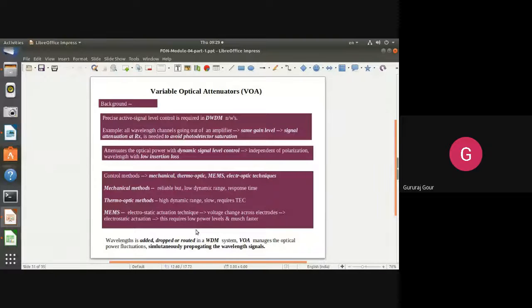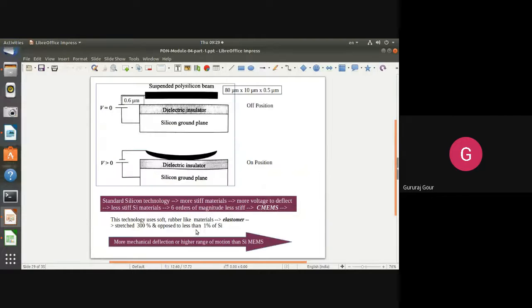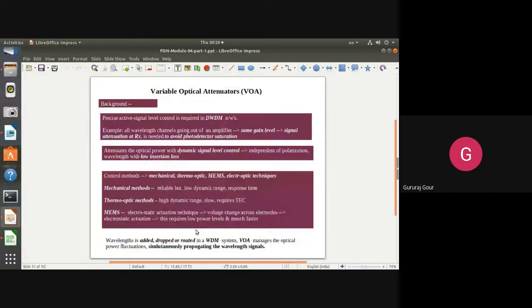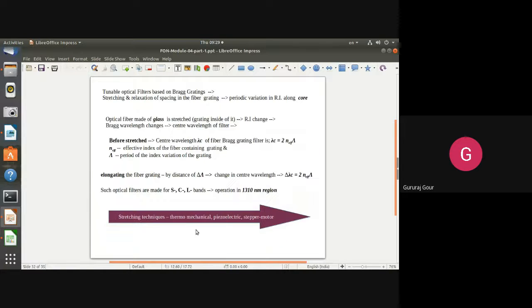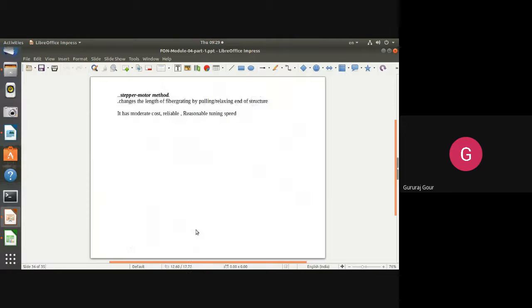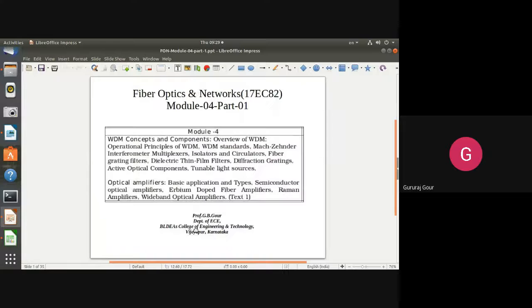So under active optical components, we have seen MEMS technology, VOAs, variable optical attenuators, and tunable optical filters with different actuation mechanisms. So hope this brings us to the end of this section, that is the WDM section of module 4. Optical amplifiers we'll see in the next section.